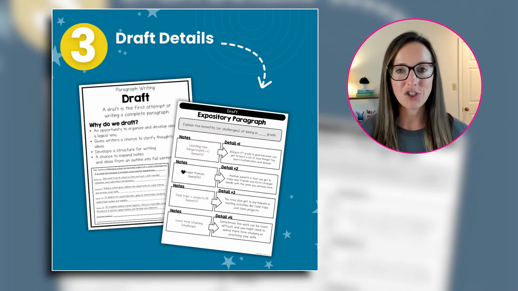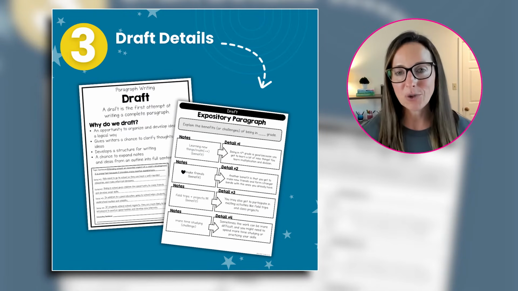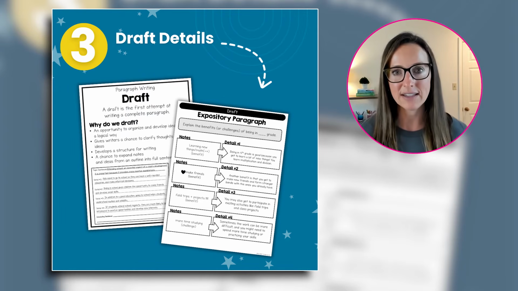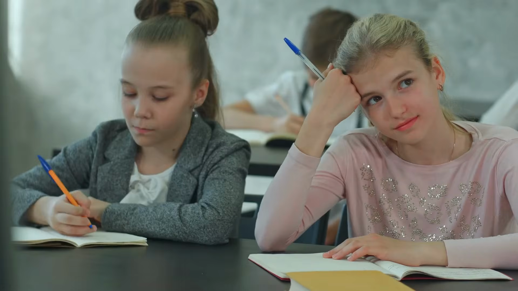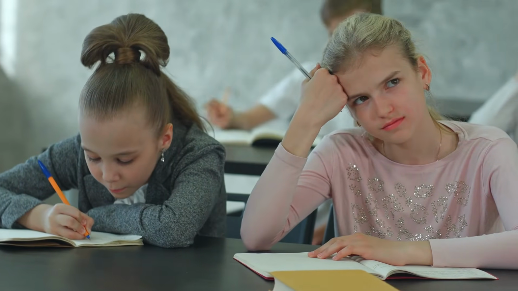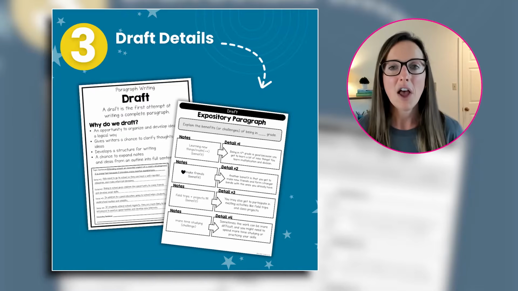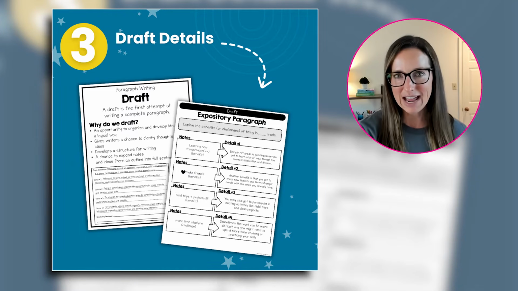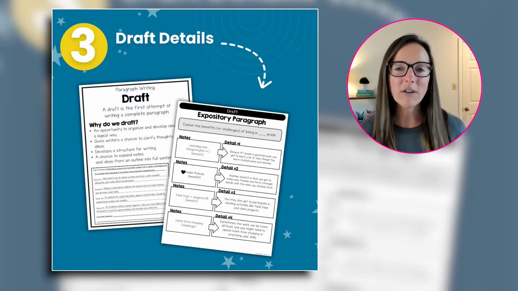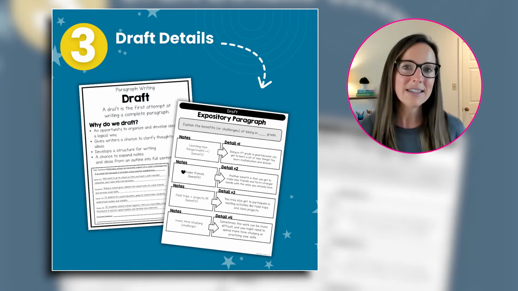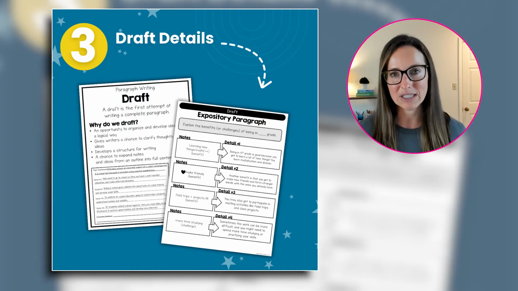Step number 3 is to draft the details. This is where students are going to take the ideas in their outline and turn them into full sentences. And this is often where students get hung up with the writing because they're having to do the bulk of the work when they're drafting details. But because we've already written out our topic sentence and we've already created an outline with our notes, this step isn't as overwhelming as students might think it is.